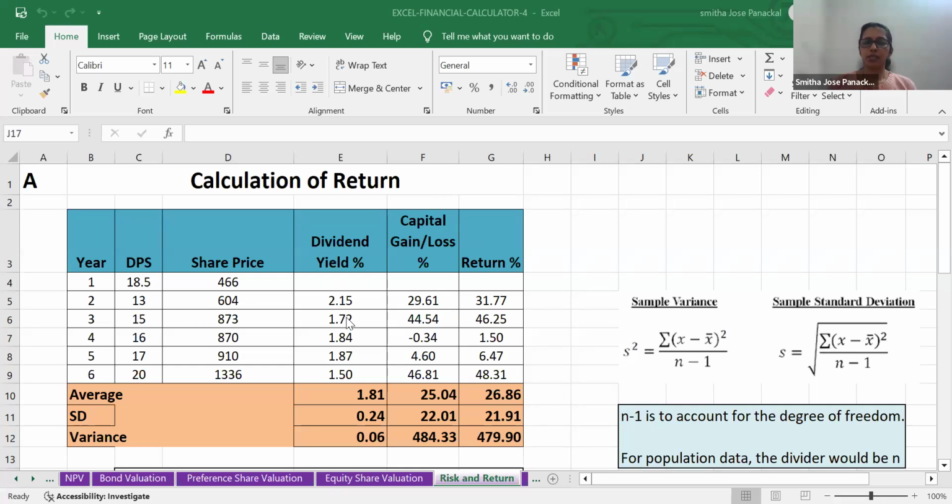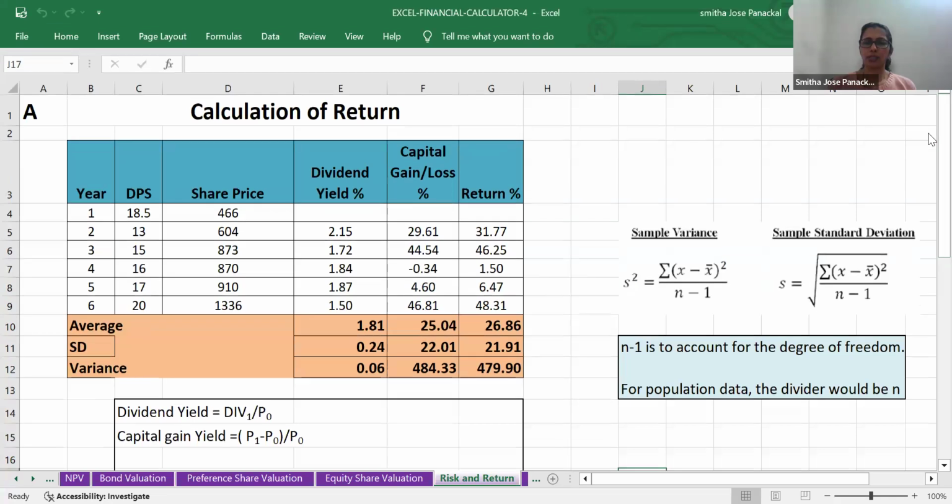Dividend yield, what is it? Dividend yield is your regular return. How can you calculate your dividend yield? Dividend yield is calculated as dividend by P0. In the first year you cannot calculate the dividend yield because you need the previous year's figure also. That's why we start the calculation from the second year.